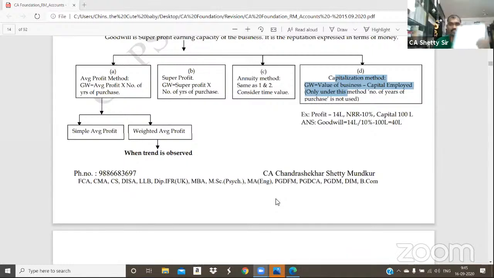Then on the asset side, start in red ink: fixed asset, you can use the word fixed asset generally, no problem. Then investments, then current assets. Fixed asset, investment, current asset. Leave one line, two lines. In green ink you write P&L debit balance.